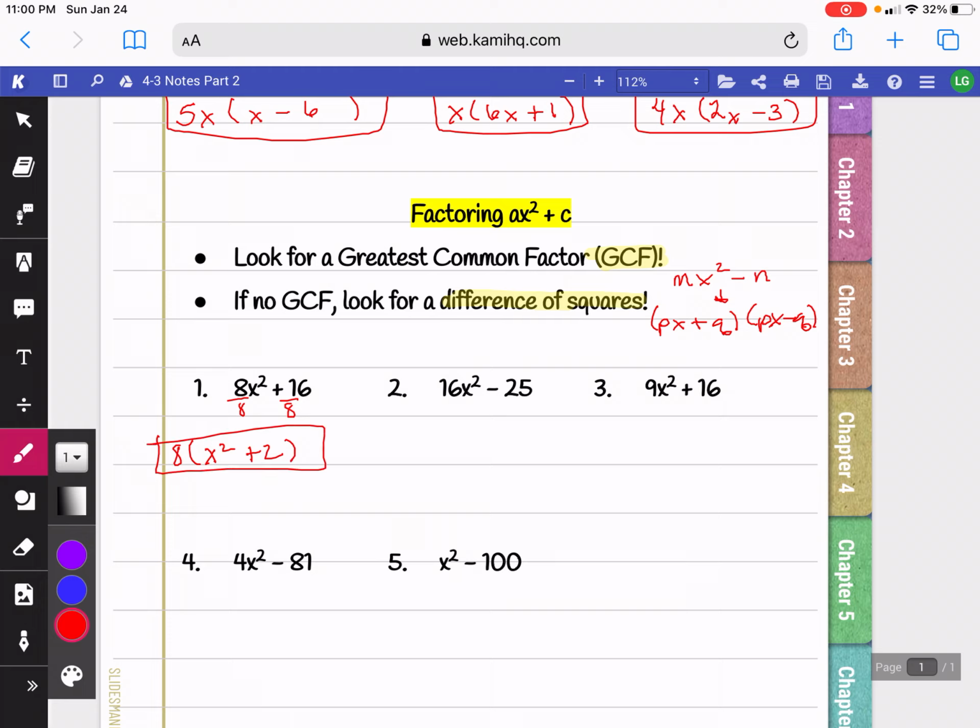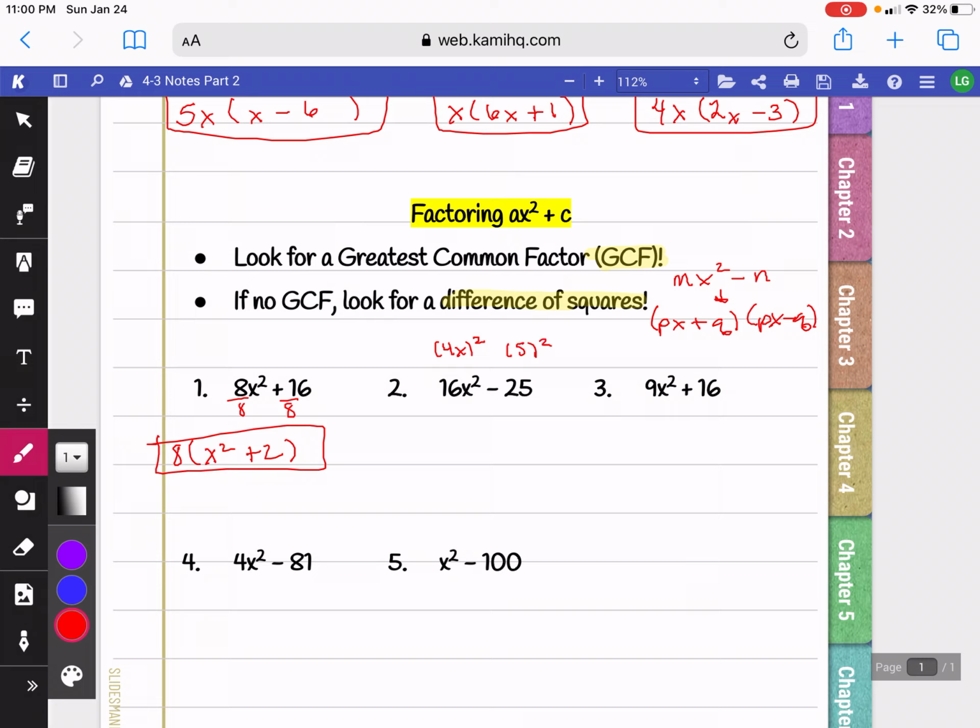In question 2, if I look for a greatest common factor, the only number that both of those can be divided by is 1, and both of those don't have variables, so I can't factor out an x. So what I'm going to do now is look at each individual term. 16x squared is actually a perfect square. What they're doing is taking 4x and squaring it. And 25 is also a perfect square, and they're taking 5 and squaring it.